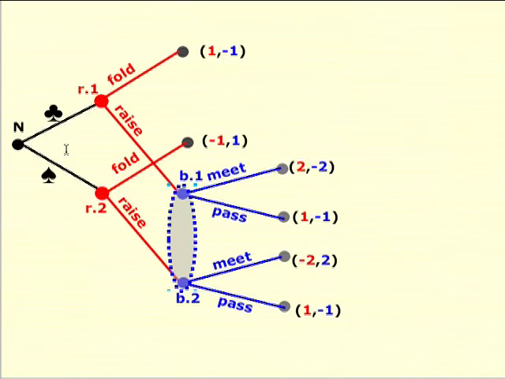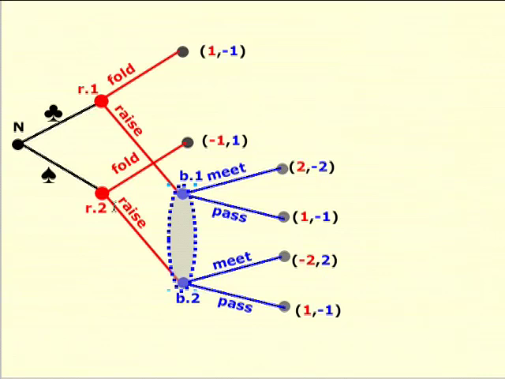Okay, good idea. Using the theory to try to figure out how the blue player is going to play this game. For the red player, if you've got a club, you can guarantee yourself a one by folding. But if you raise, then maybe the other guy's going to meet you and you'll get two. So the red player with a club might say, I could fold, or I could raise. But supposing they get a spade, they could fold and lose one, but they could also raise and hope the other guy passes.